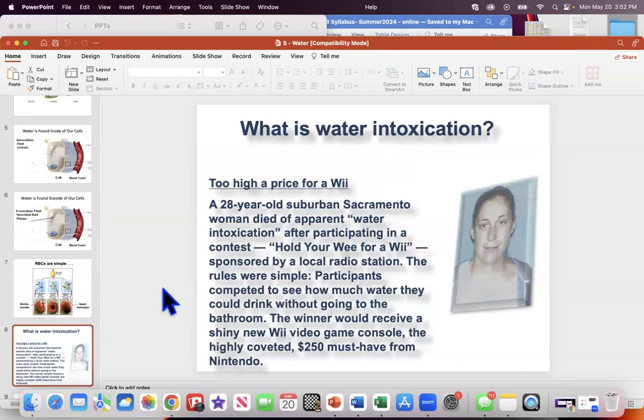It actually happens. This lady, she died about 15 years ago. She attended a competition sponsored by the local radio station. They asked the competitors to drink water and hold their pee. The winner takes home a shiny Wii, and actually she won. She won, but the price she paid is her life because after a few hours she died. She drank 2 liters of water in 10 minutes.